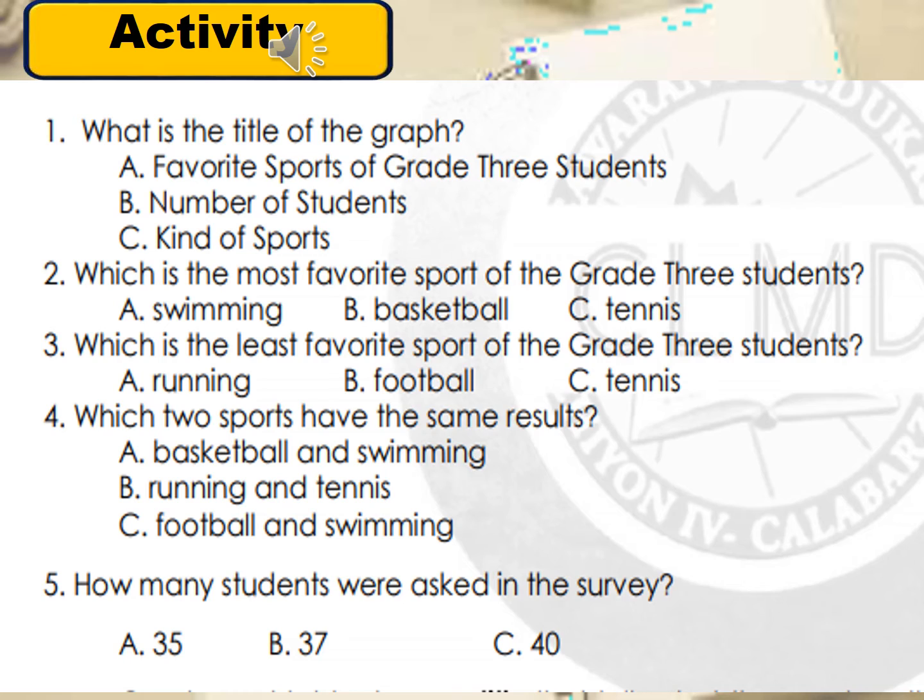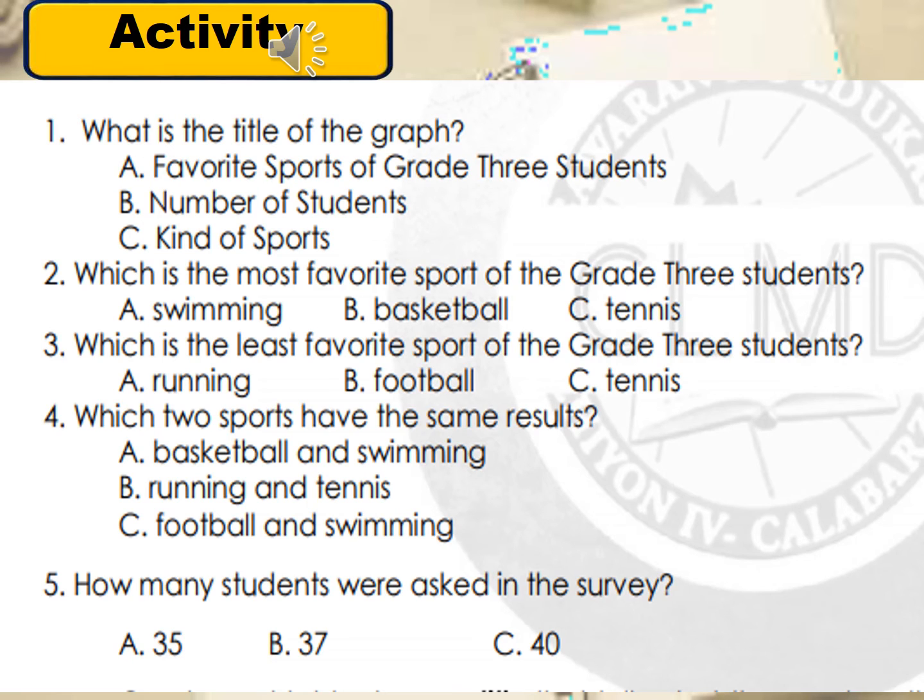Now here are the questions from Activity 2. What is the title of the graph? A. Favorite sports of grade 3 students. B. Number of students. C. Kind of sports. Number 2, which is the most favorite sport of grade 3 students? So it means with the largest vote based from the survey. A. Swimming. B. Basketball. C. Tennis.